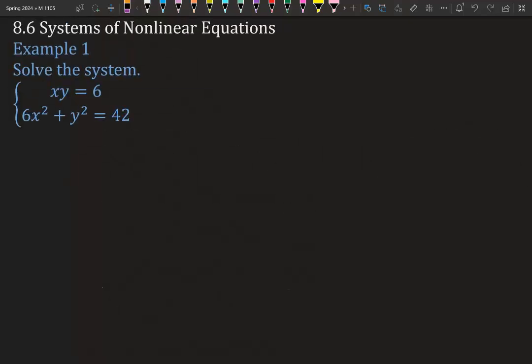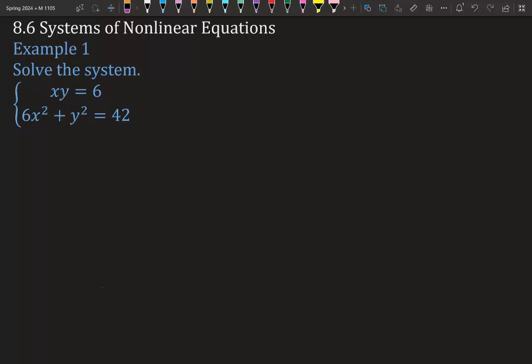Alright, moving on to stuff in 8.6, systems of nonlinear equations. So we're still messing with systems, we're still solving systems, but this time we're only messing with 2 variables instead of 3. So up until now, you've solved systems of equations and they were linear. It was like x plus y equals whatever. So now we're going to see how we solve them if they're not linear.